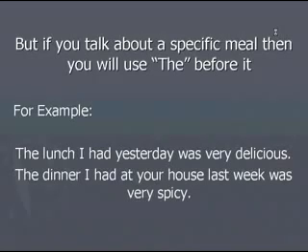Likewise, the dinner I had at your house last week was very spicy. You're not talking about dinner in general, you're talking about a particular dinner, the dinner I had at your house last week, right? So whenever you're talking about particular meals, that makes them particular, and you'll have to use the definite article the before them.